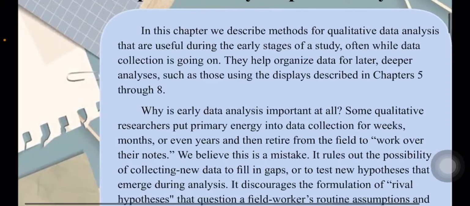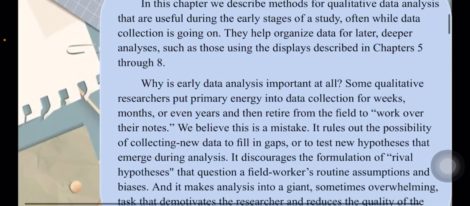In this chapter, we describe methods for qualitative data analysis that are useful during the early stage of a study, while data collection is going on. They help organize data for later, deeper analysis, such as choosing and using the displays described in Chapters 5 through 8.